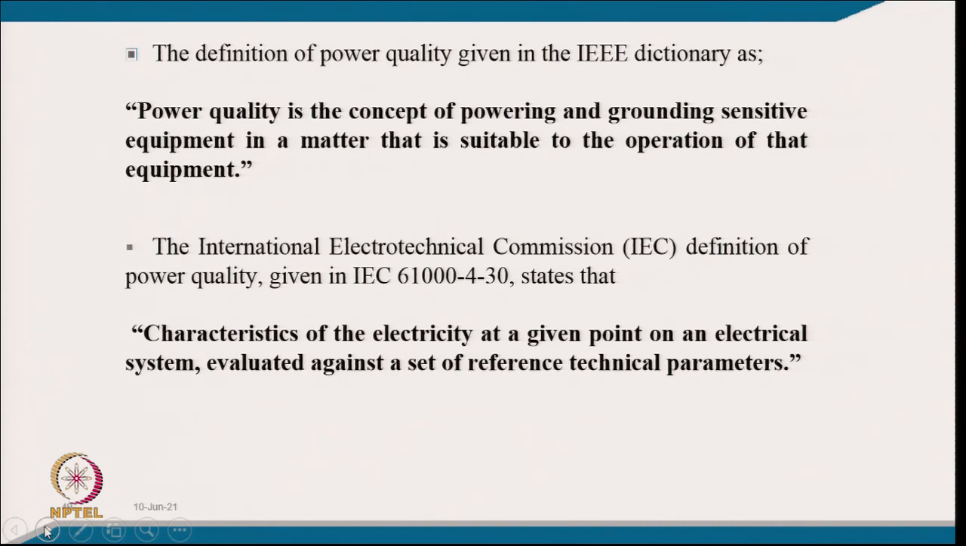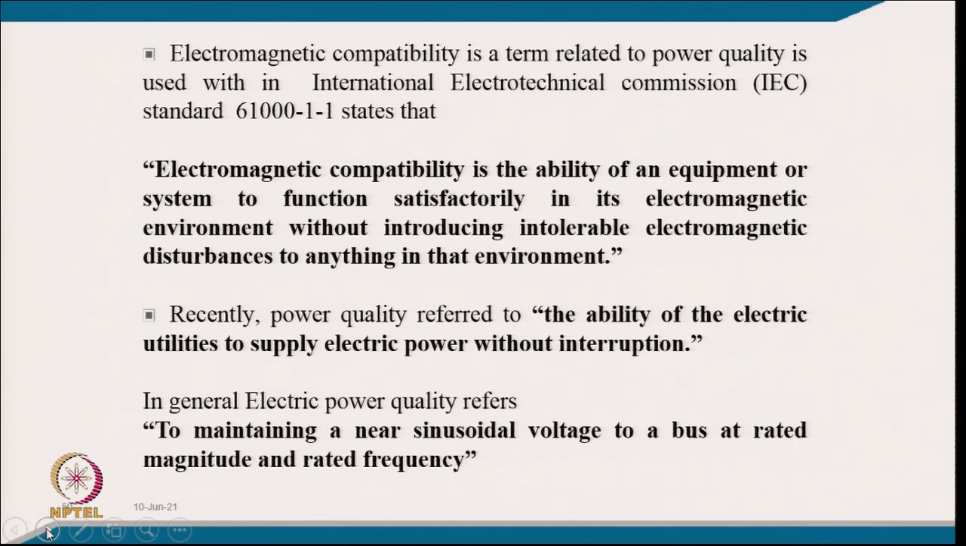And the IEC, that is the standard, talks about the characteristics of electricity at a given point on an electrical system, evaluated against a set of reference technical parameters. Electromagnetic compatibility is related to power quality; the International Electrotechnical Commission standard 61000-2-1 states that electromagnetic compatibility is the ability of the equipment or system to function satisfactorily in its electromagnetic environment without introducing intolerable electromagnetic disturbances to anything in that environment. And recently, power quality referred to the ability of the electrical utility to supply electric power without interruption, and in general, electric power quality referred to maintaining a nearly sinusoidal voltage at a bus, at rated magnitude and rated frequency.